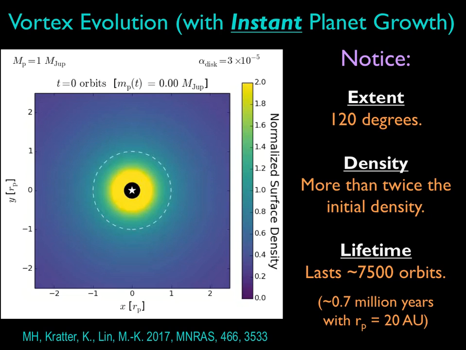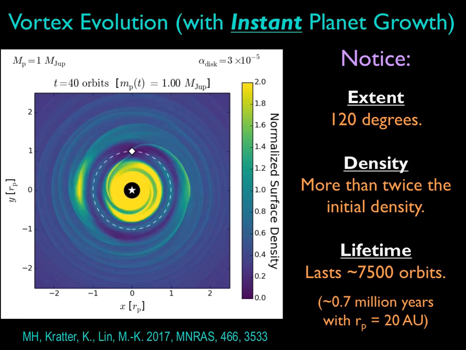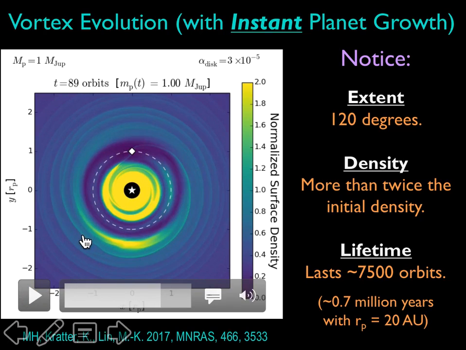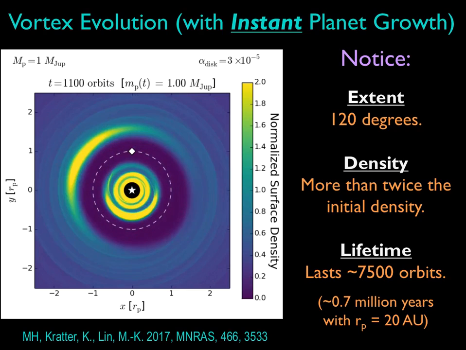Now in this simulation, the planet grows to Jupiter mass in just 10 orbits. Soon after, the disk becomes unstable, forming several smaller vortices. Then, these vortices merge into one big vortex in less than 100 orbits. So now, the vortex has a width of about 120 degrees, and its maximum density is more than twice the initial density at the location of the planet. If we continue the video, we'll see that the vortex lasts about 7,500 orbits, which is more than 500,000 years if the planet is at 20 AU.